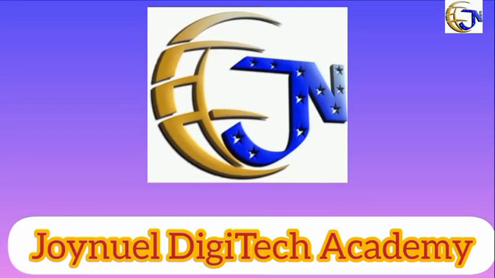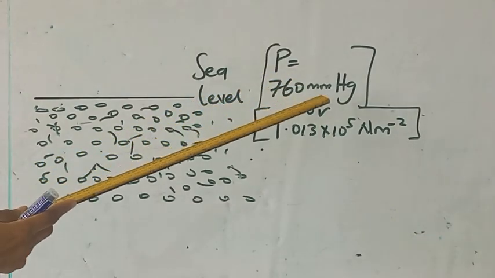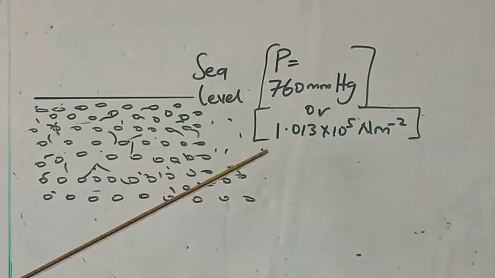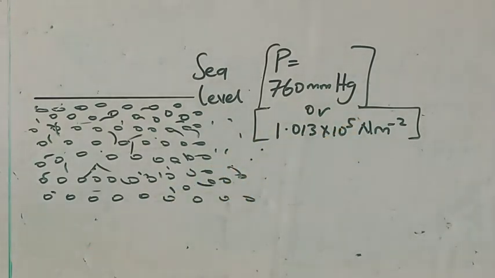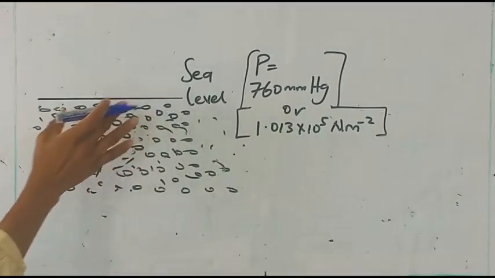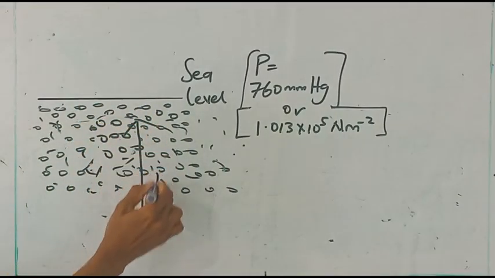Welcome to today's class. At sea level, the atmospheric pressure is 760 millimeters of mercury, or 1.013 times 10 raised to the power 5 Newton per meter square. Below the sea level, pressure increases.